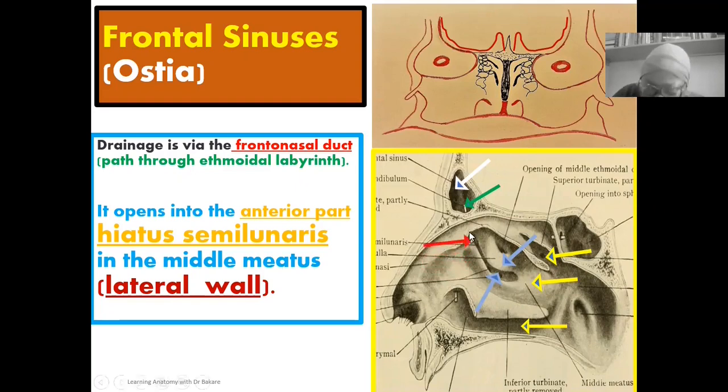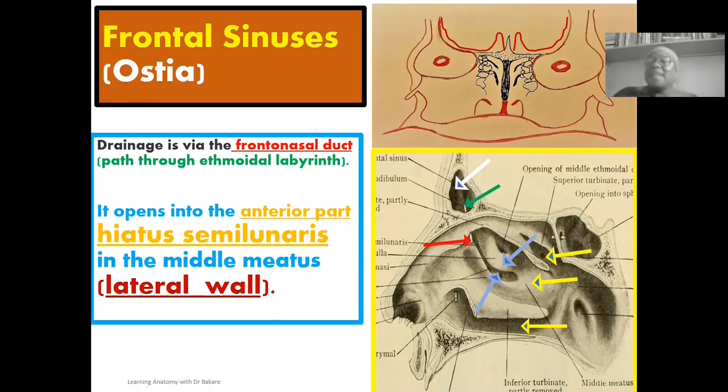You see that it is released into the anterior part of the hiatus semilunaris on the lateral wall of the nasal cavity, because this is actually the lateral wall of the nasal cavity. This is where we have the conchae and also the meatuses. If you look at the anterior part of the hiatus semilunaris here, you see that we have the opening of the frontonasal duct, which is directed from the frontal sinus. And this is how the configuration is when you try to describe the ostia of the frontal sinus.